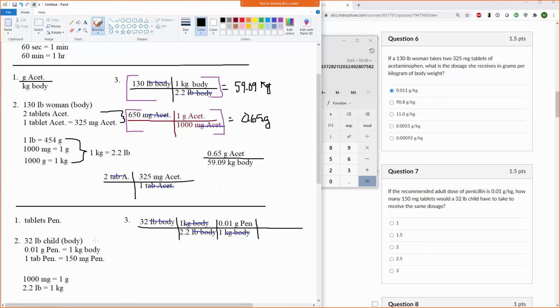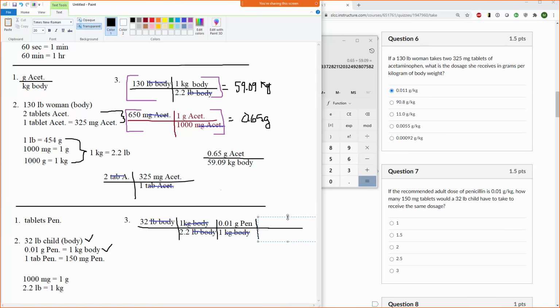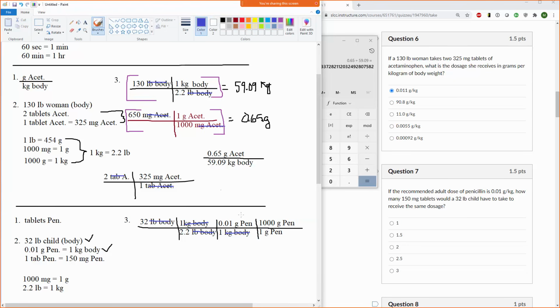Okay. So we've used the 32-pound child, we've used the adult dose. Right now we're at the number of grams of penicillin and we still need to get to tablets of penicillin. So what are we going to do? Grams to milligrams. Perfect. Excellent. So what's going to go on top? What's going to go on the bottom? Milligrams on top. Good. So 1,000 milligrams of anything, in this case penicillin, in every 1 gram of anything, of course, in this case penicillin. So now my grams of penicillin cancels.